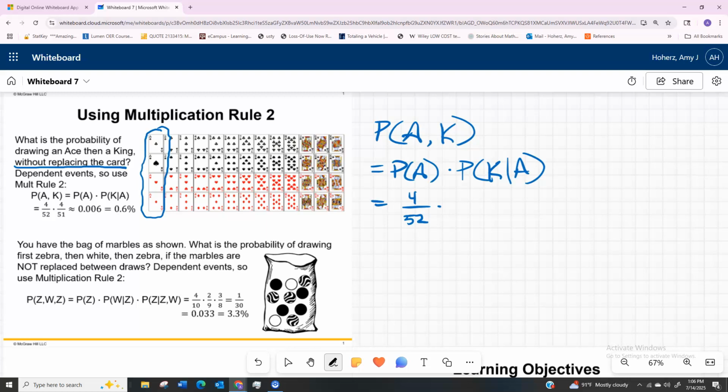Then the probability of getting a king after you've drawn an ace, visually, that means one of these aces has been taken out. Okay, so I still have 4 kings. But the thing that has changed, the thing that makes this a dependent event, is I no longer have 52 cards. I only have 51 cards. So it's not 4 out of 52, it's 4 out of 51.